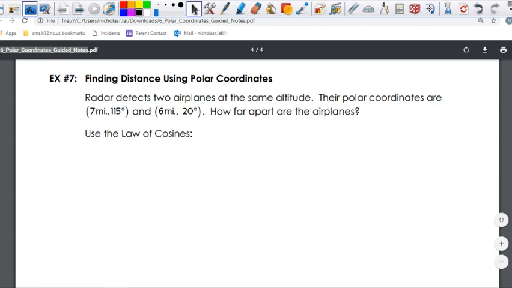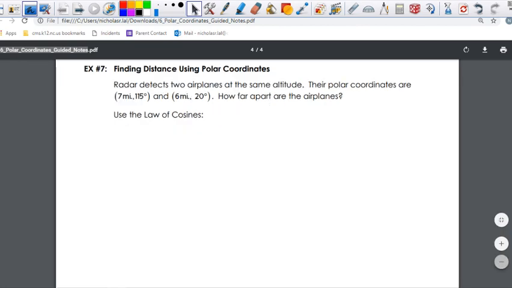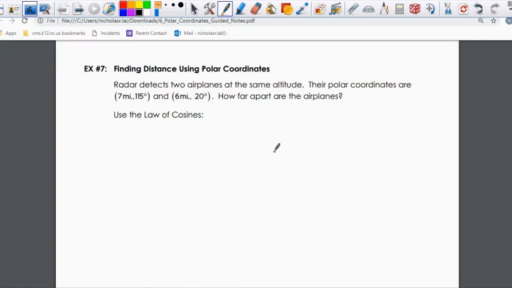Finding the distance using polar coordinates. Radar detects 2 airplanes at the same altitude. Their polar coordinates are 7 miles at 115 degrees and 6 miles at 20 degrees. How far apart are the airplanes? So we need to use the law of cosines.